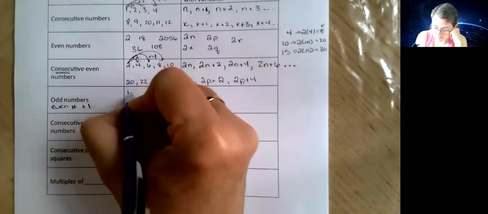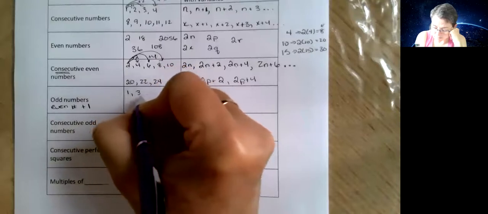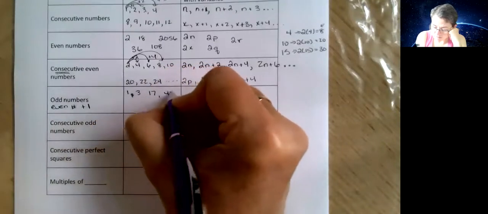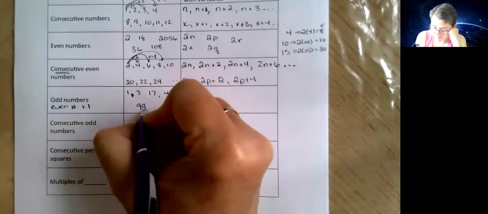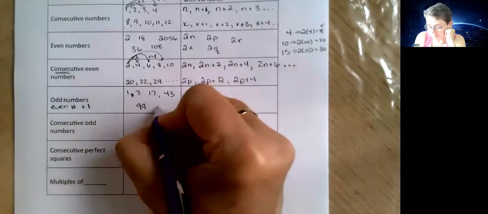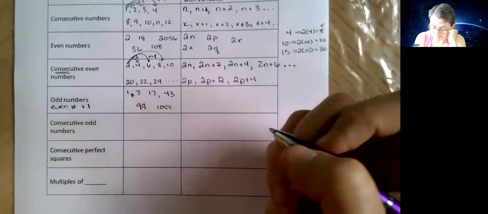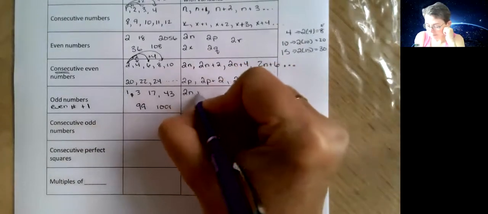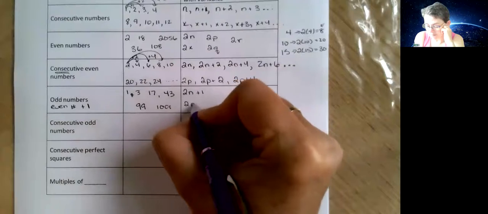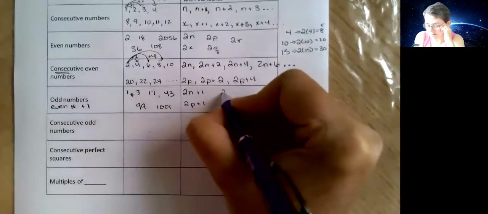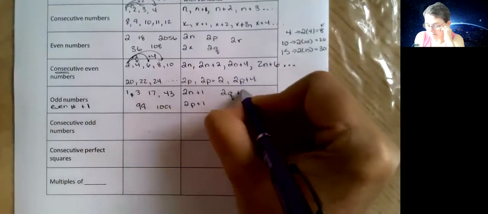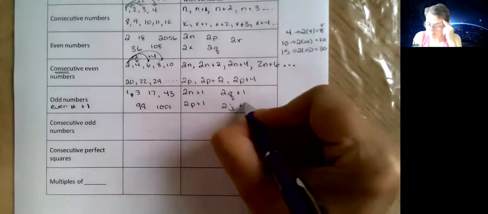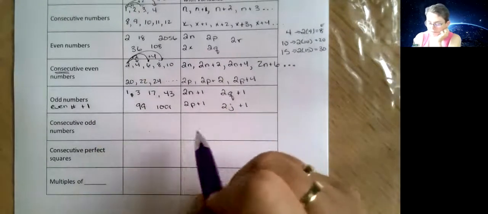So 1, 3, whoopsies, I don't have to go in order. 17, 43, excuse me, 99, 1001. 2n plus 1. 2p plus 1. 2q plus 1. Pick your favorite letters. 2j plus 1. Those are all going to be the different ones.